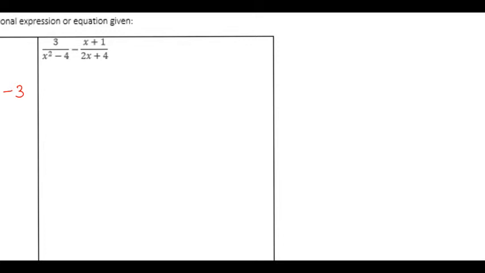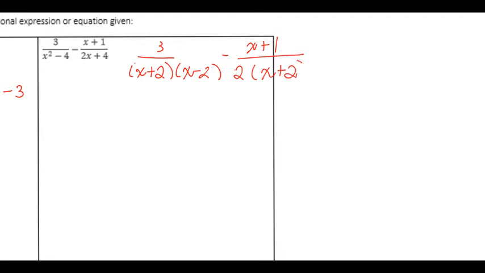The denominator is what we want to factor out so that we can see what our least common denominator is going to be. So again, difference of squares on the first denominator. That's x plus 2, x minus 2. And then my next denominator just has a GCF of a 2, which gives me an x plus 2.